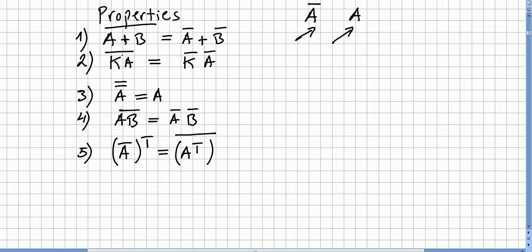Some properties are: the conjugate of A plus B is A conjugate plus B conjugate. The conjugate of K times A, where K is a scalar and A is a matrix with complex entries, is the conjugate of K times the conjugate of the matrix. The conjugate of the conjugate of A is A. The conjugate of A times B is the conjugate of A times the conjugate of B, and the transpose of A conjugate is the conjugate of A transpose.